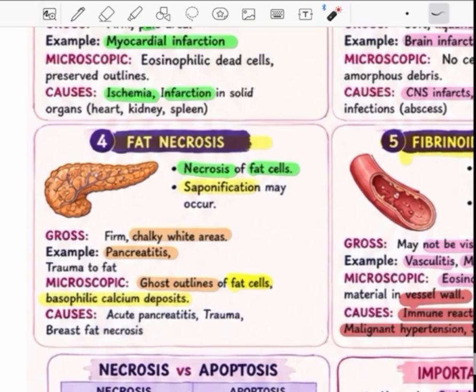Here, the enzymatic breakdown of triglyceride takes place. The fatty acid combines with calcium and leads to saponification. It will be seen in acute pancreatitis, trauma to the breast tissue because the breast also has fat, and post-surgical fat necrosis. These fat necrosis can be seen.